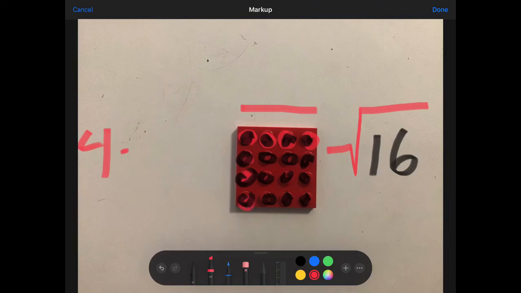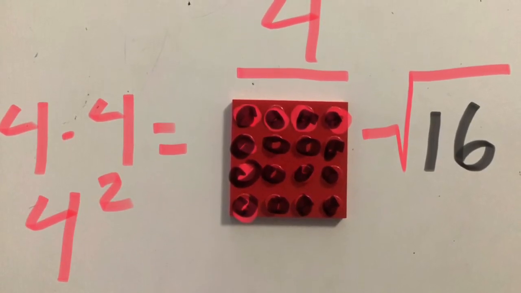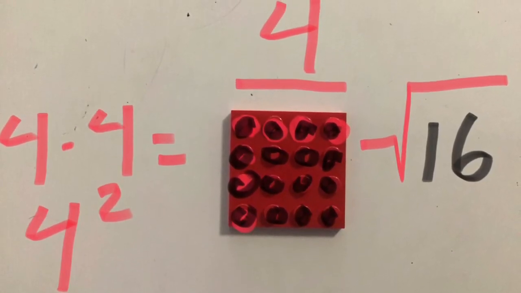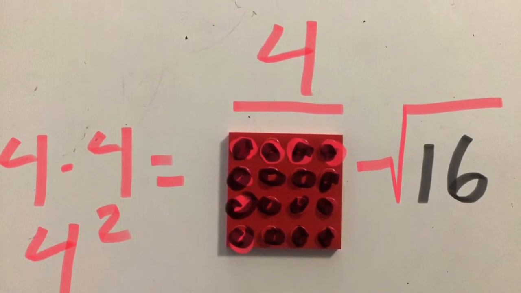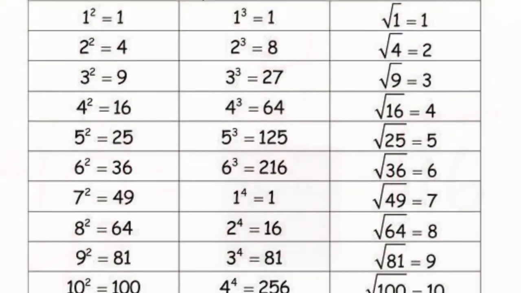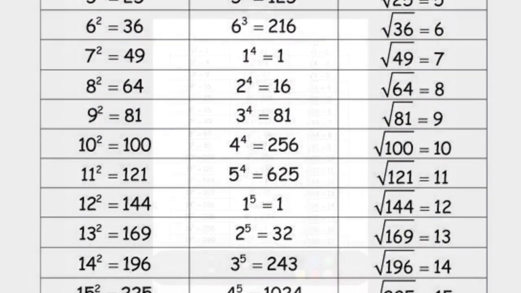This means that 4 times 4 equals 16. It's also 4 squared. Squares and square roots are the opposite. If I know how much is inside my square, square roots tell me how long one side is. Charts like this help us figure out what the square root is.